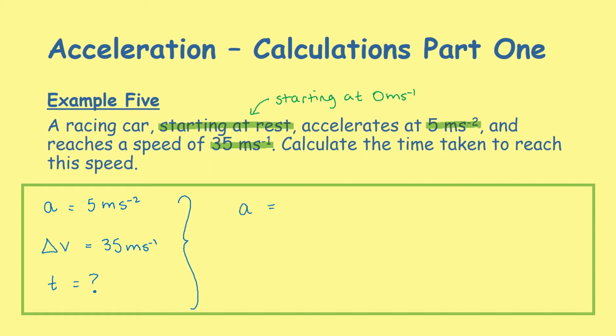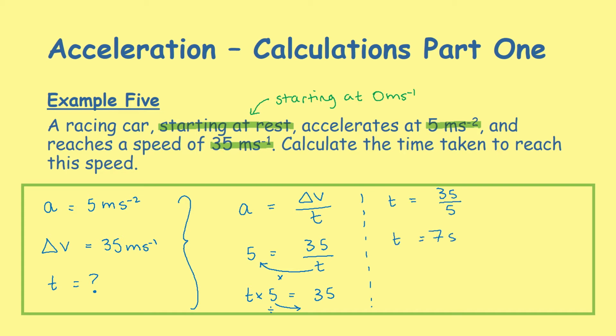So acceleration equals the change in speed divided by time. We can substitute in our numbers, so 5 equals 35 divided by t. We can either now use our triangle to help us figure out how to get to time, or we can work through this in a couple of lines. So what I like to do is take the time up to the other side by multiplying. So time times 5 equals 35, and then I'm going to carry on to the right hand side. We can get rid of our 5 by dividing it down onto the other side. So time equals 35 divided by 5. This gives us a final answer of 7 seconds.